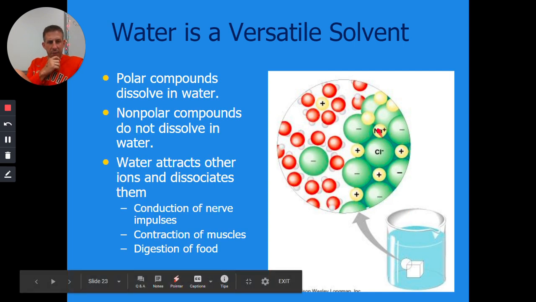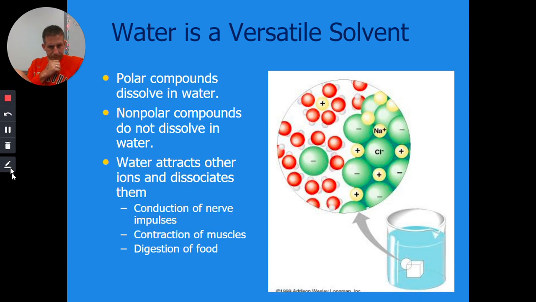The negative side of the water, indicated by the oxygen, that's a negative. Here's another negative and another negative. That oxygen is partially negative, right? That negative end of the water is going to surround the cations that we see in the salt. Sodium is a cation, and we see that these water molecules have surrounded the sodium and kind of carried it away.